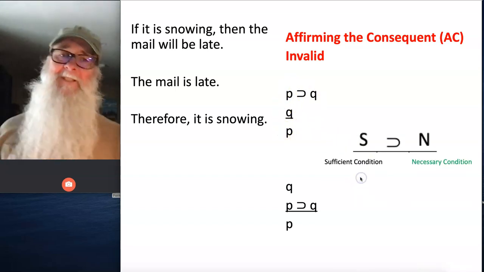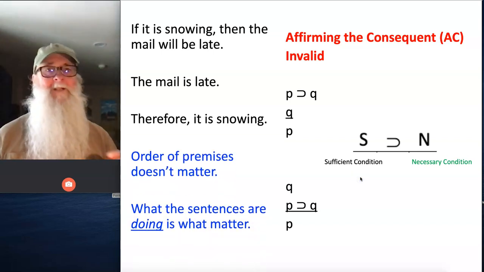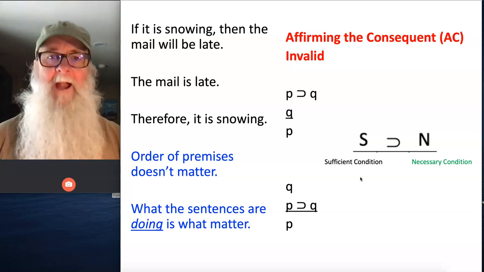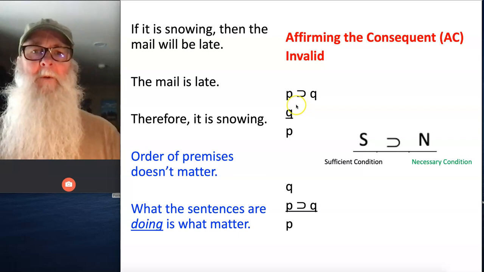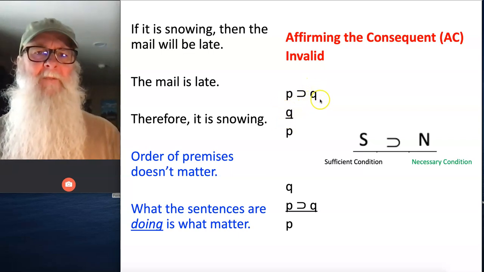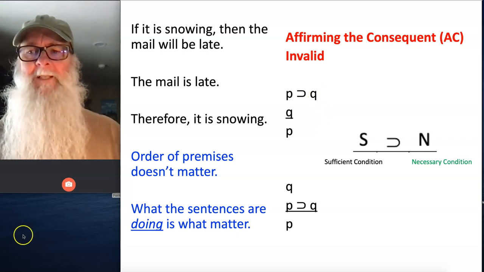It's invalid, and just like with the other arguments, it doesn't matter what the order of the premises is. What matters is what the relationship between those premises is. How are they interacting with one another? If one of those premises is affirming that the consequent of a conditional statement is true, we've affirmed the consequent, we've committed a logical fallacy, and we have an invalid argument.